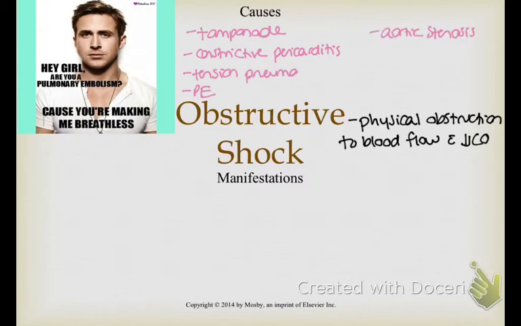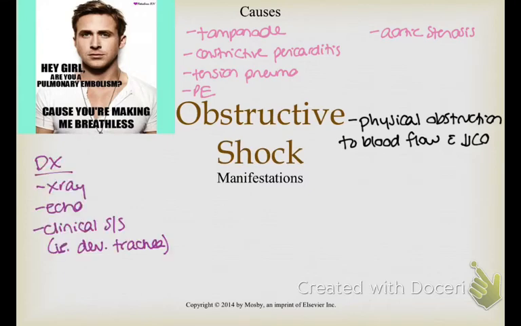It's things like a cardiac tamponade, or the tension pneumo that we talked about, where the lung collapses and it causes pressure onto the blood vessels. That's an obstruction, right? We might see clinical signs and symptoms like a deviated trachea, absent breath sounds. You may need an x-ray, or an echo if we think it's something with the heart, like a tamponade.